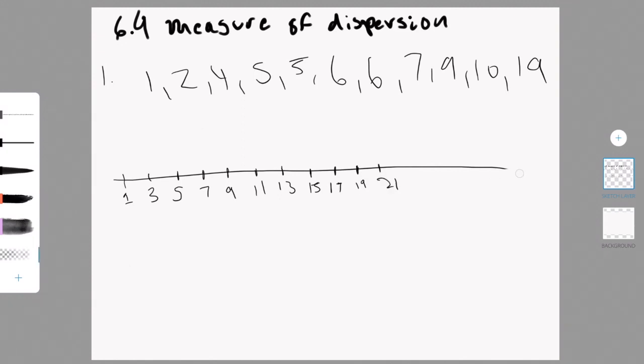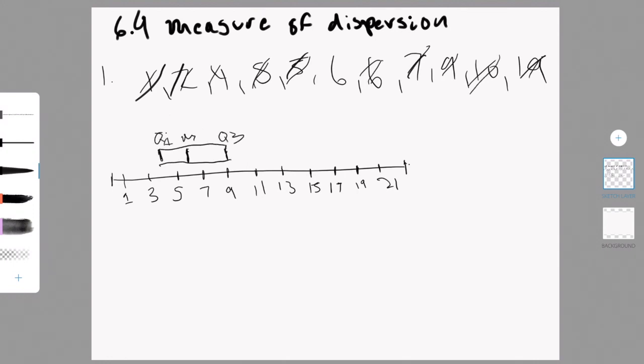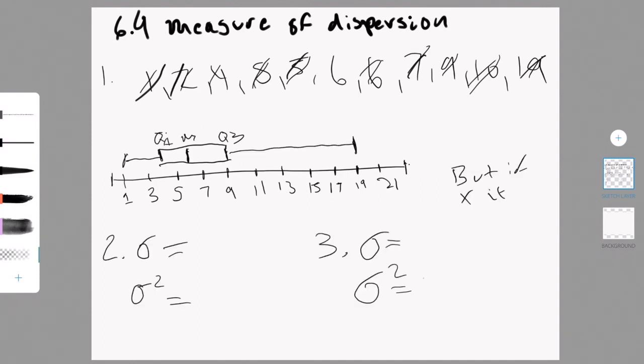Then I found the mean, found the lower quartile, and found the upper quartile. I wrote them down. The lower quartile was 4 and the upper quartile was 9. The median was 6. And that was it for that one.